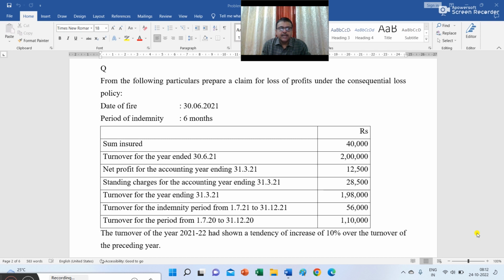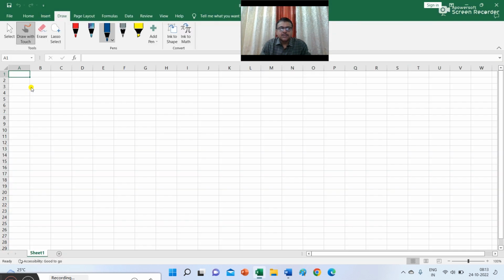Turnover for the year ending 31st March 21 1,98,000. Turnover for the indemnity period from 1st July 21 to 31st December 21 56,000. Turnover for the period from 1st July 20 to 31st December 20 1,10,000. The turnover of the year 21-22 had shown a tendency of increase of 10% over the turnover of the preceding year. This is a problem on insurance claim for loss of profit.